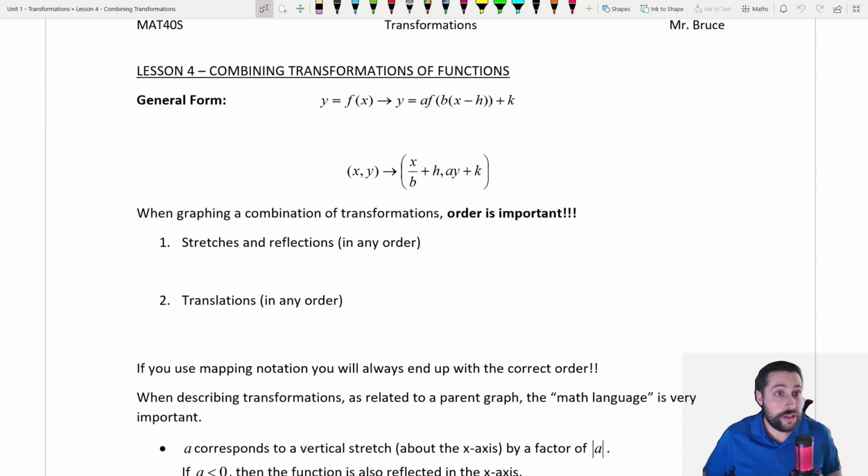Today we're going to be moving on to lesson 4 of our transformations unit, combining transformations of functions. Okay, so let's get started.